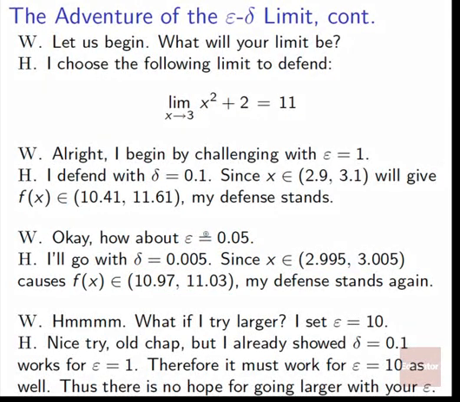What if I try larger? I set epsilon equals 10. Nice try, old chap, but I already showed delta equals 0.1 works for epsilon equals 1. Therefore, it must work for epsilon equals 10 as well.